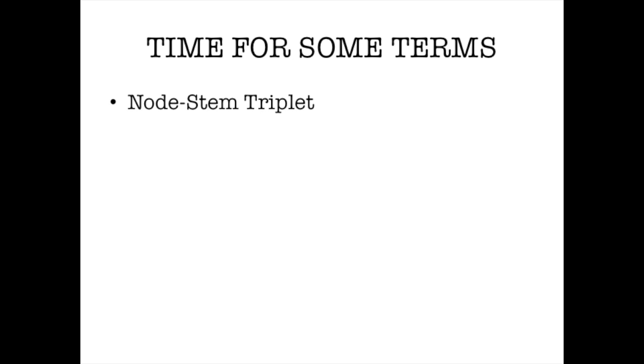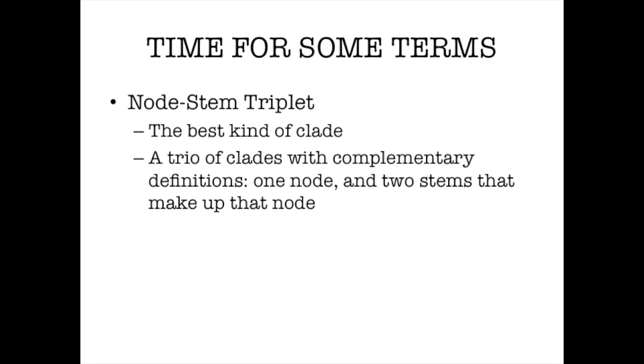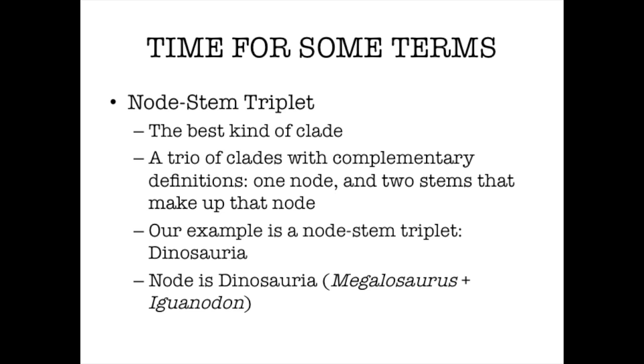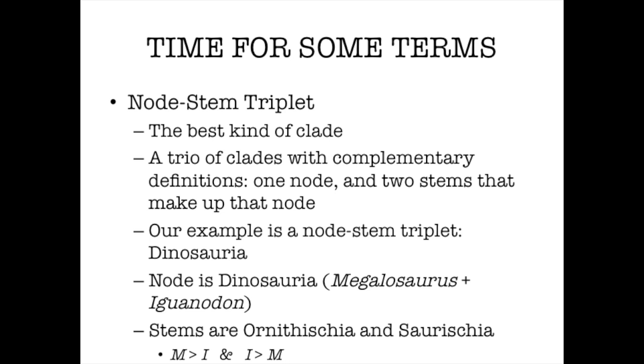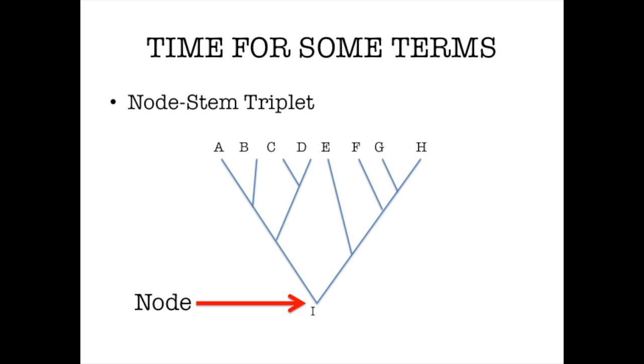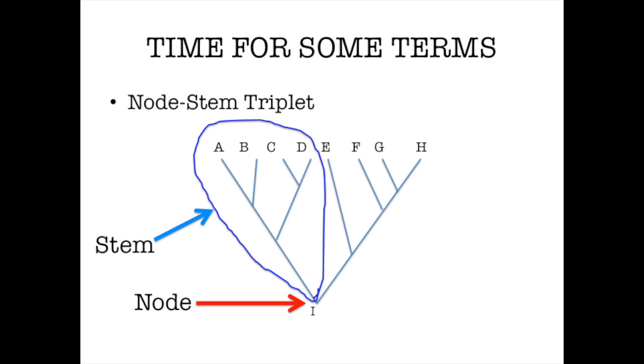And with Dinosauria, we see an example of a node-stem triplet, which is the most useful kind of clade. It's a trio of clades with complementary definitions. So 1 node and 2 stems that make up that node. In our example, the node is Dinosauria, and the 2 stems are Ornithischia and Saurischia. So for a more visual example, here the node is represented by I and the 2 branches, and the 2 stems are this one and this one.